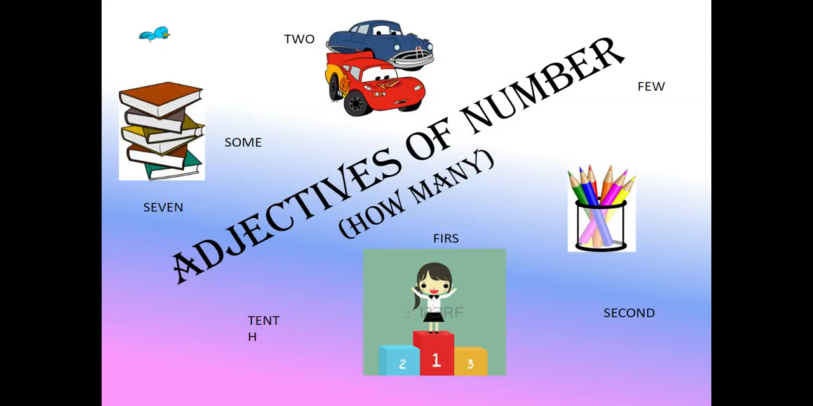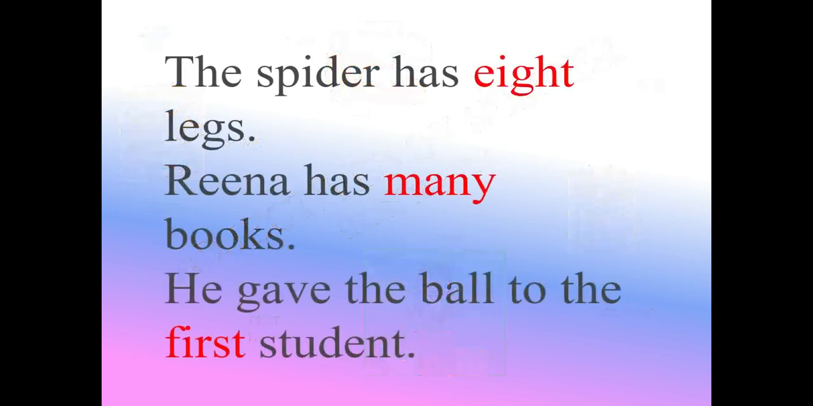Moving on to adjectives of number. An adjective of number answers the question how many. Like, I stood first in the race. The spider has 8 legs. How many? So, number is there, the countable thing is there. He gave the ball to the first student. So we are talking about countable numbers. Children, please remember all cardinal and ordinal numbers are adjectives.